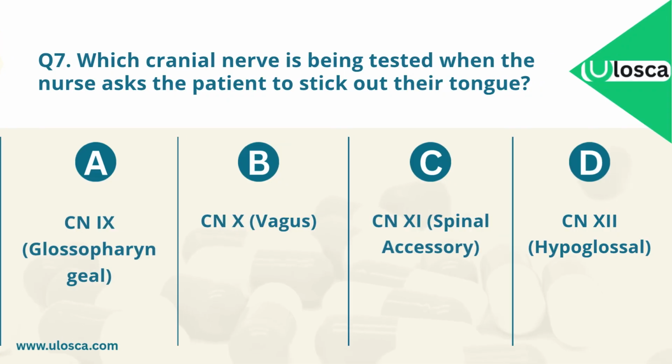Question 7. Which cranial nerve is being tested when the nurse asks the patient to stick out their tongue? A. CN9, also known as glossopharyngeal. B. CN10, also known as vagus. C. CN11, also known as spinal accessory. D. CN12, also known as hypoglossal. Which one is the correct answer?